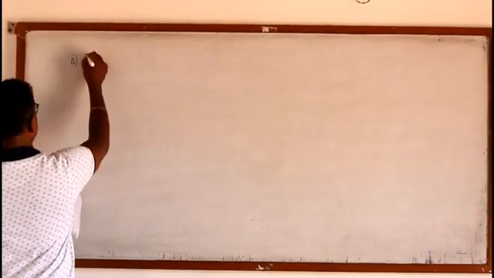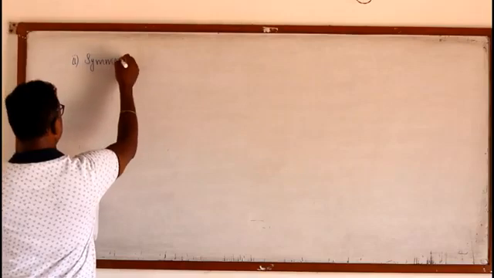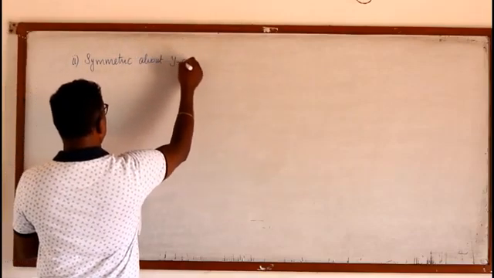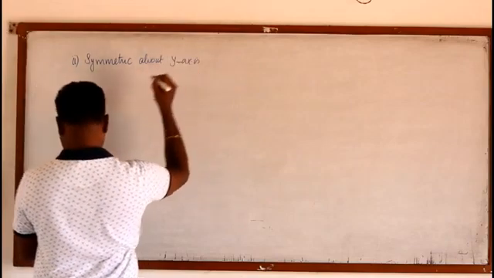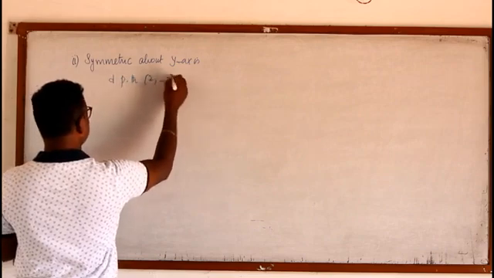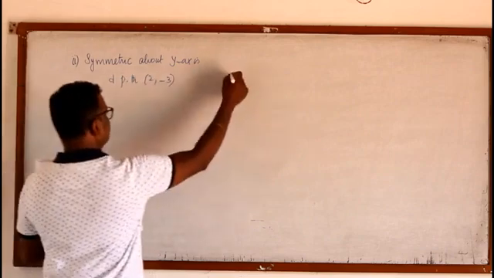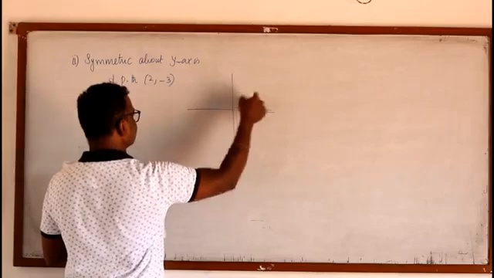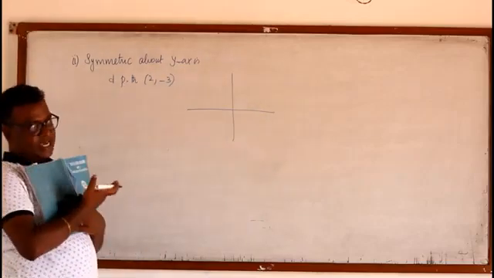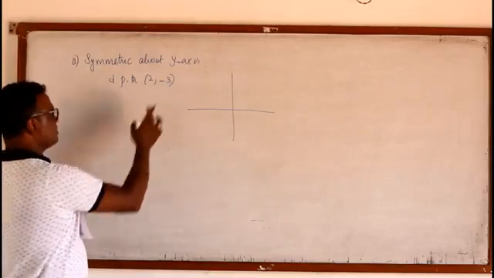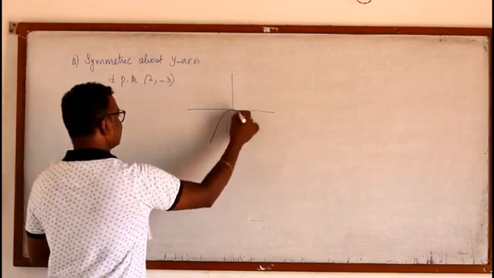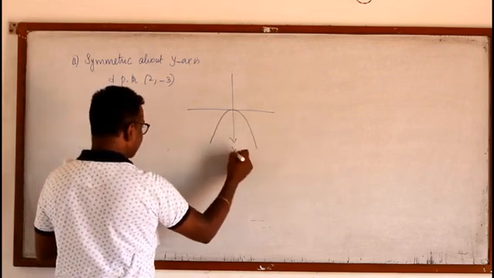Now, second question. Symmetric about the y-axis and passing through (2, -3). Now listen here, the curve is symmetric about the y-axis, but whether it is the plus y-axis or the minus y-axis, that is, about the y-axis or the y-dash axis, we have to confirm. Here, see, the y value is minus 3. That means the curve is symmetric about the y-dash axis.